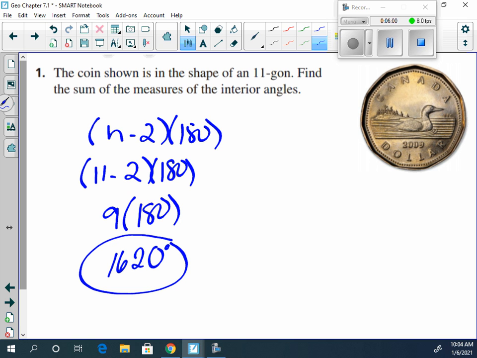Would I ever get a decimal answer for this? Could we ever get a decimal for the sum of the interior angles? Well, no, because if I subtract 2, I'm not going to get a decimal answer, and if I'm multiplying by 180, I'm not getting a decimal answer. The only way to get a decimal is if the number of sides was a decimal. Can I have a fraction of a side? No, it's just making it smaller. It's still one side. We can't have decimal or fractional sides. So the sum of the measures of the interior angles is always going to be a whole number.